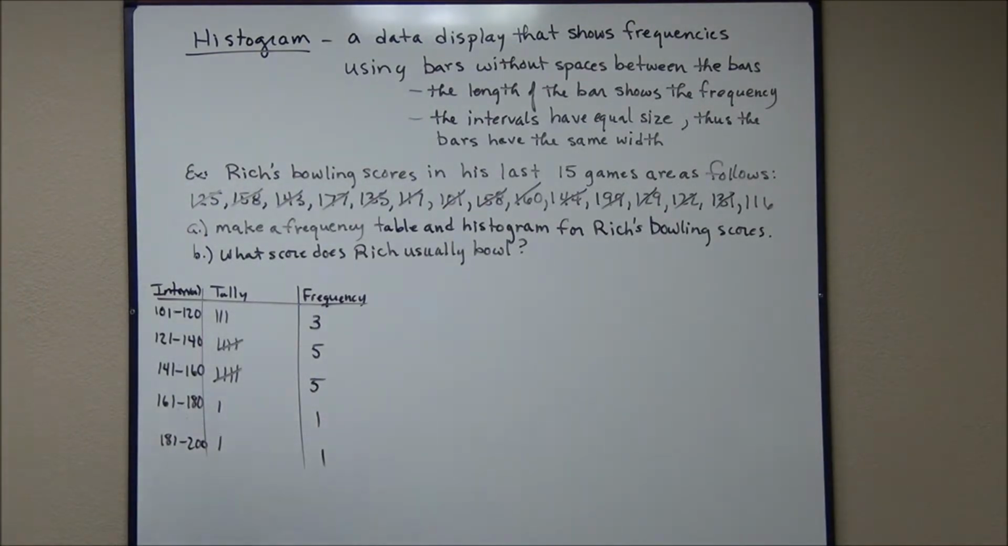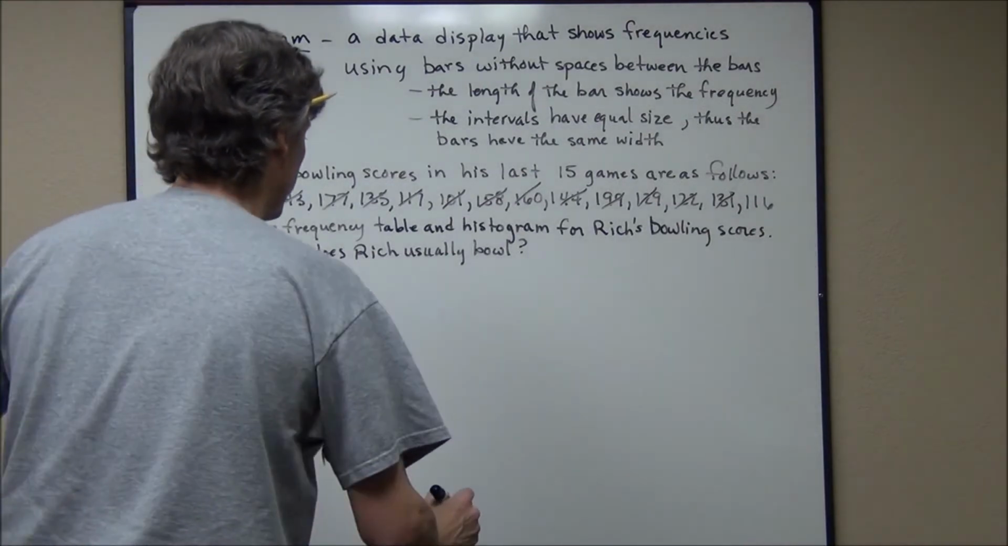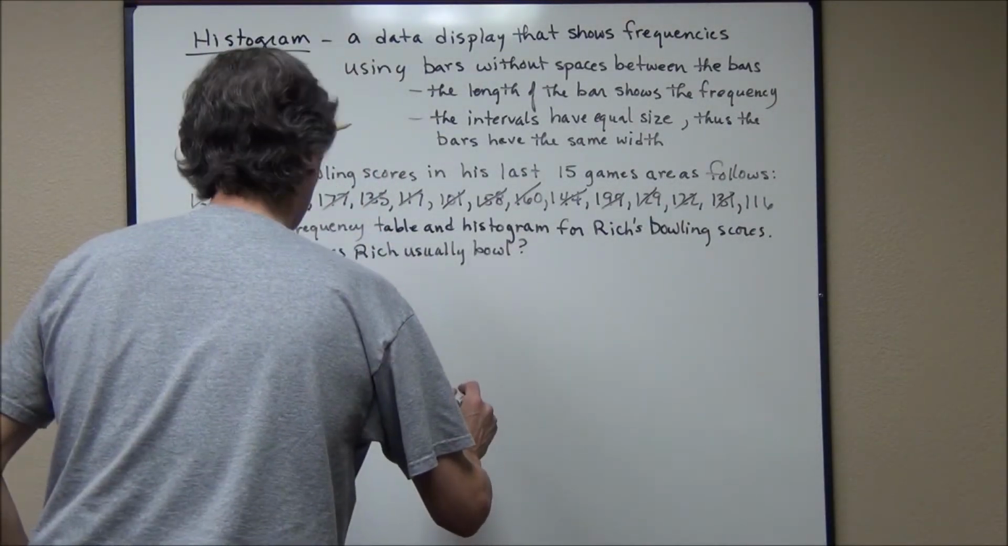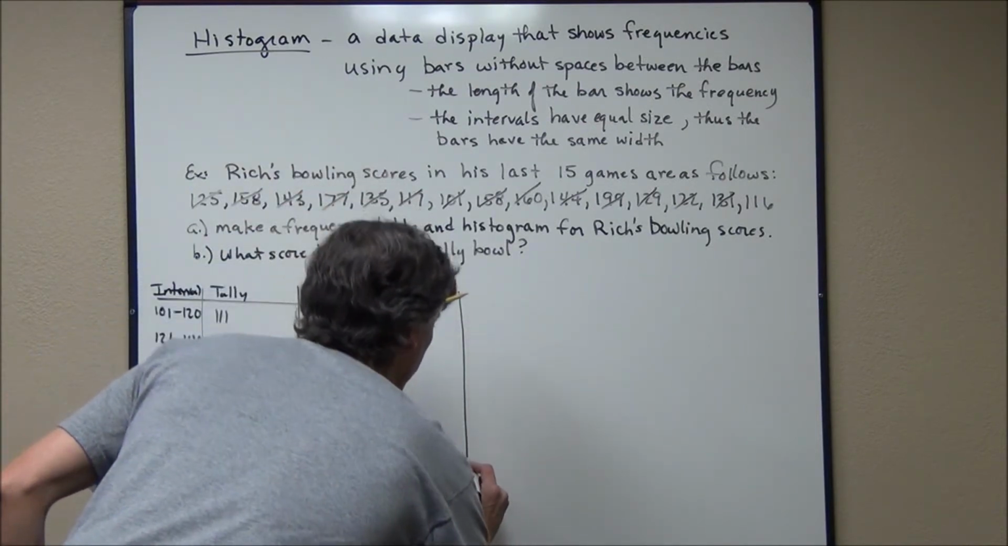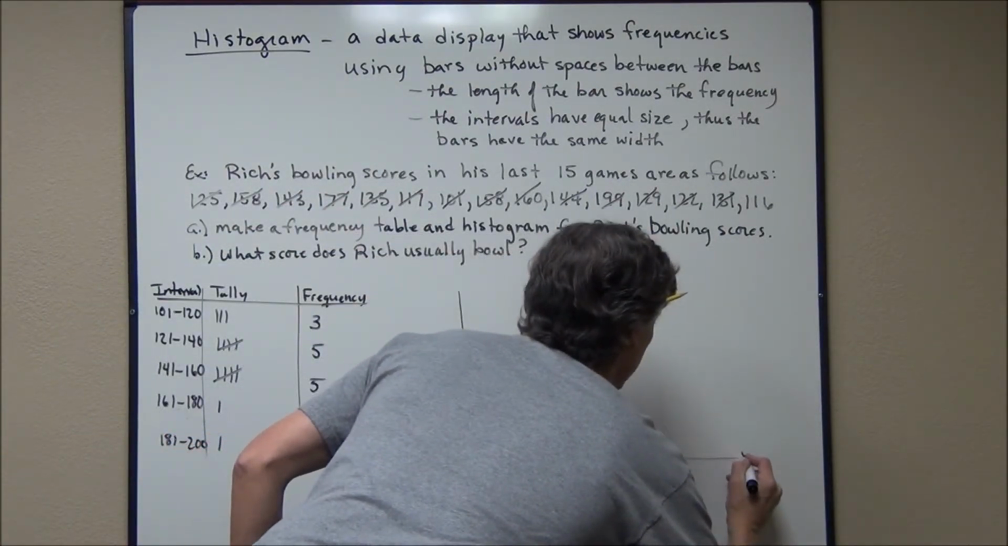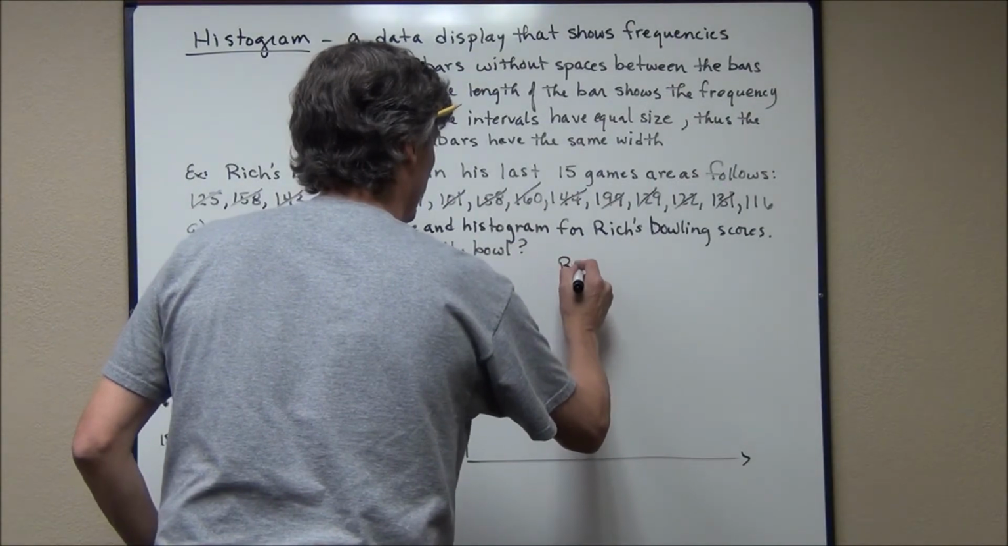All right, now I have my table here. I'm going to create a histogram. So what I'm going to do here is draw what looks like the first quadrant of the Cartesian plane. This is Rich's bowling scores.